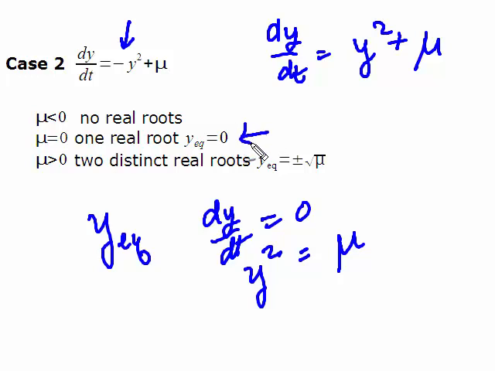Now if the parameter is 0, we have one real root, or rather two equal real roots, and the equilibrium value is 0. That's similar to before. If the parameter is less than 0, there are no real roots because you'll be taking the square root of a negative number. If the parameter is greater than 0, then there are two distinct real roots.